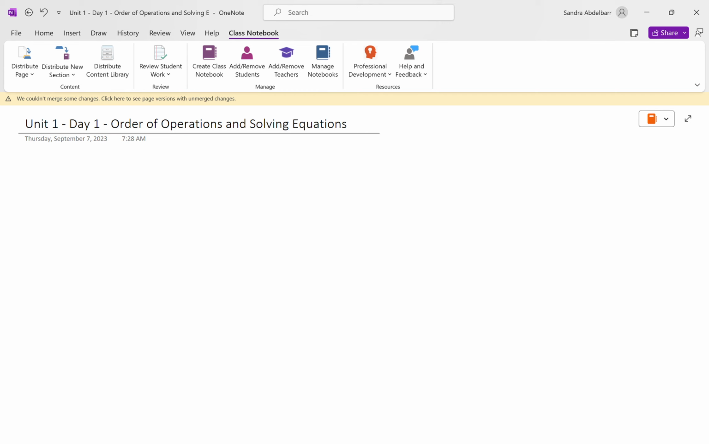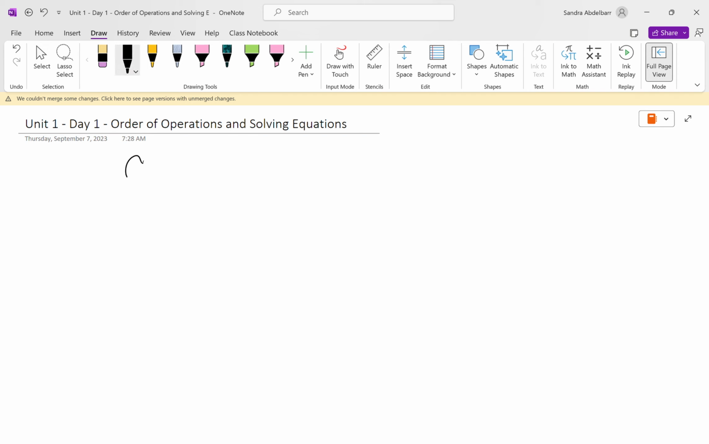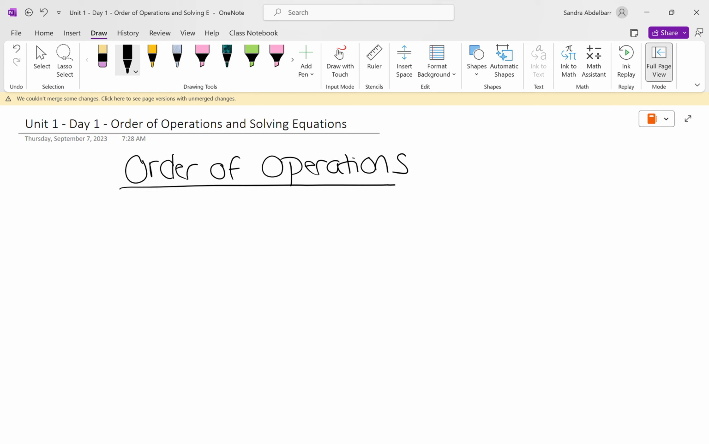So we're starting off with order of operations. And there's that special word that goes with order of operations. Anybody remember what it is?